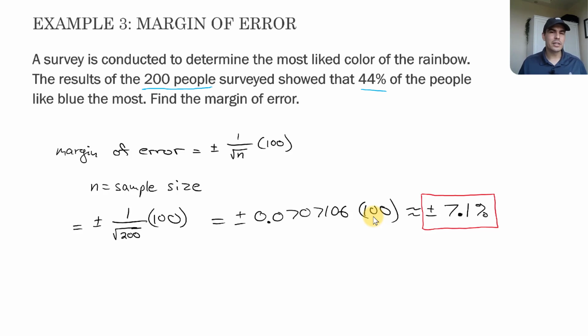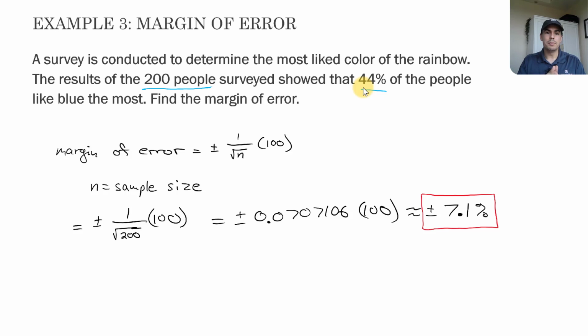Now, what does that actually mean in the context of this problem here? Well, that means that I have 44% of people that like blue the most in this study. However, worldwide, if I were to ask everybody on Earth what color of the rainbow they like the most, you're not going to get 44% of people that say they like blue the most. It's going to be within some range from this 44%.